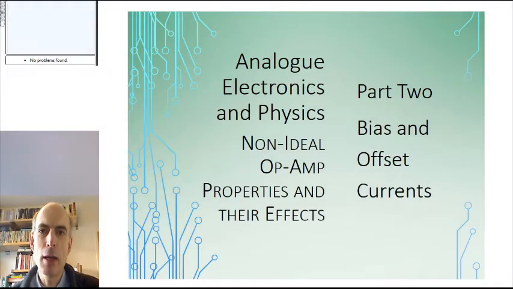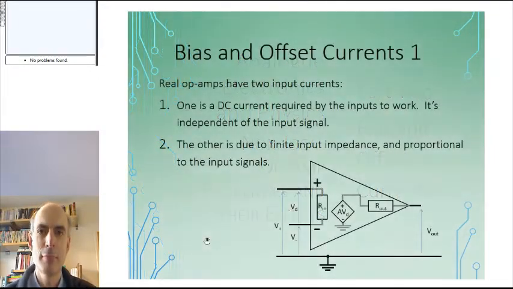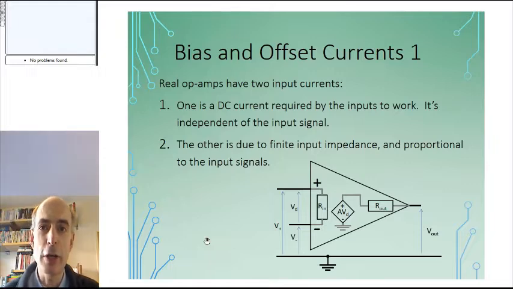In this talk, I want to analyse the effects of the non-zero input currents to op-amps. Now, there are actually two types of input current that we need to worry about. One is the so-called bias current. It's a small amount of current that flows into the inputs of the op-amp no matter what the input voltages are. And the other is a current due to a finite input resistance of the op-amp.